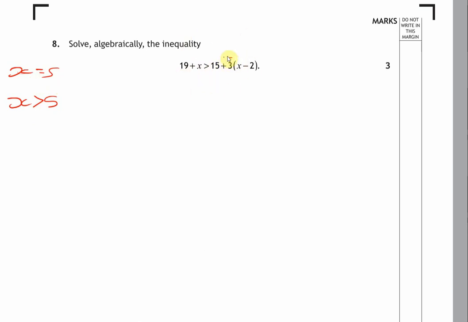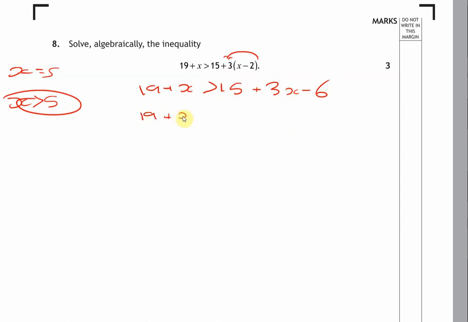We're going to multiply out this bracket first, and then we'll get all the numbers on one side and all the letters on the other side, and then we'll eventually get an inequality that looks something like this. So we'll have 19 plus x is greater than 15 plus 3x minus 6. So what we can then do is have 19 plus x is greater than our 3x, and then we'll have 15 take away 6, which will give us 9.